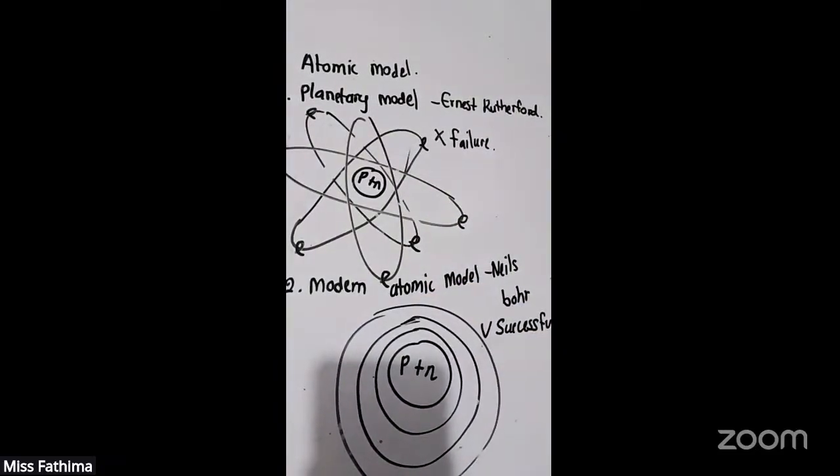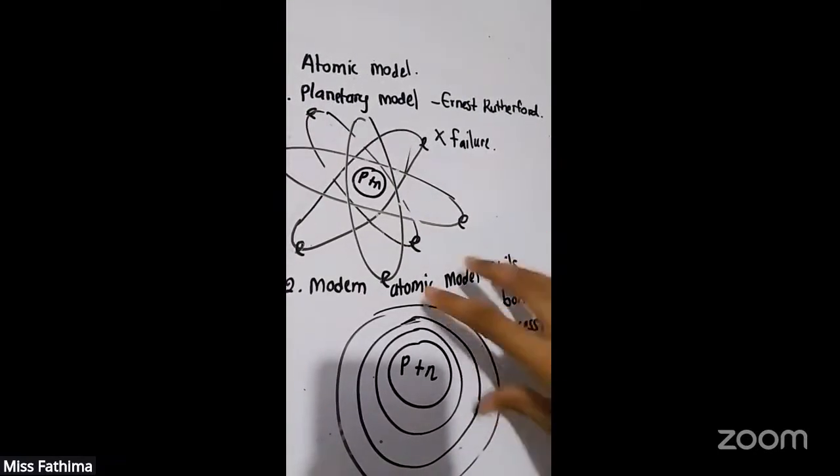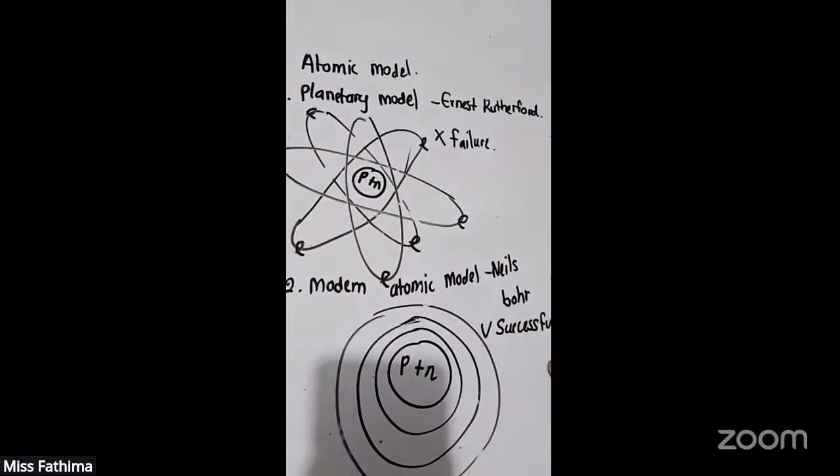Once again, listen very carefully. What do you mean by atomic models? When you consider an atom, there are 3 subatomic particles. You have to know how those 3 particles are arranged and how they work. That idea or description given on the arrangement of the subatomic particles of an atom is known as the atomic model.